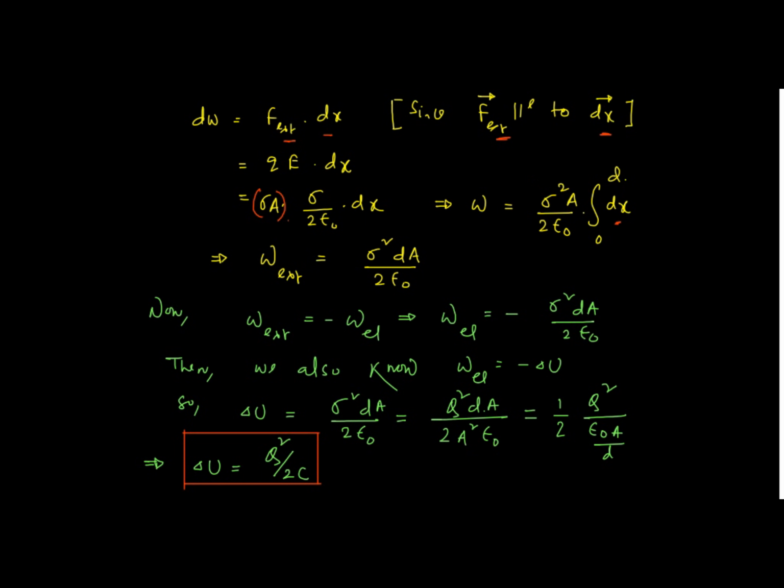We have already seen that work done by external agent is equal to negative of work done by electrostatic force. So W electrostatic becomes minus sigma square d into A by 2 epsilon naught. We also know from work energy theorem that since electrostatic force is a conservative force, work done by a conservative force is equal to negative of change in potential energy, right? So delta U becomes minus minus plus sigma square d into A divided by 2 epsilon naught. A little bit of rearrangement I have done, and from there you can see delta U is equal to Q square by 2C. So that's the energy that is stored in a capacitor.